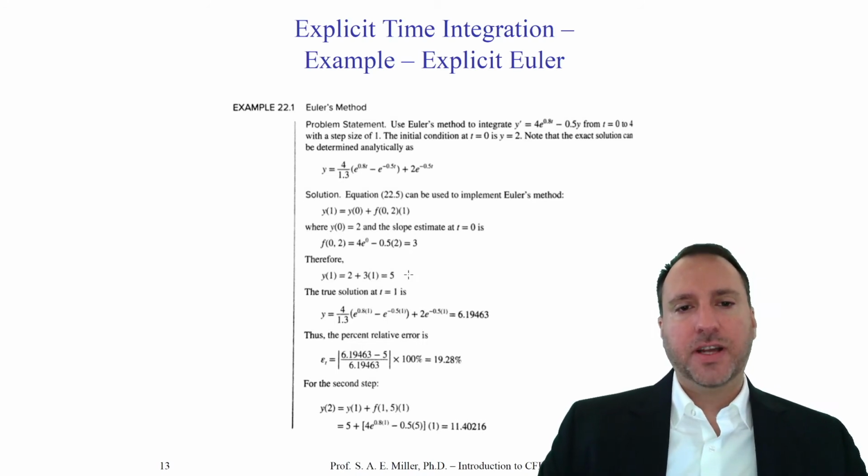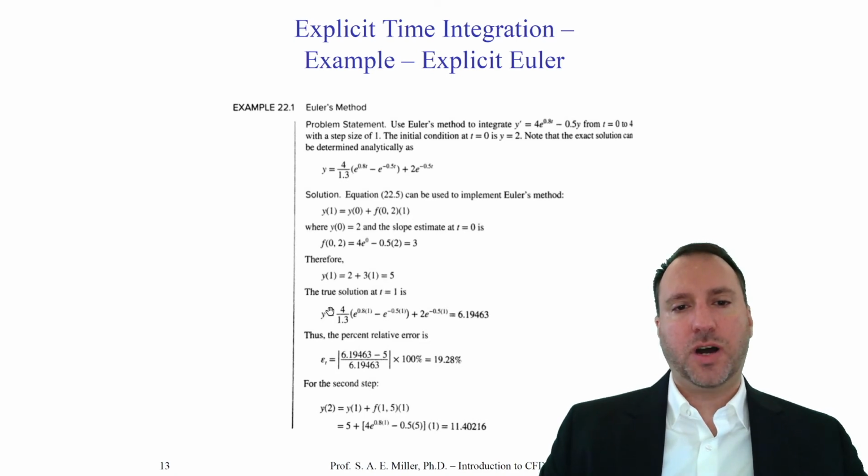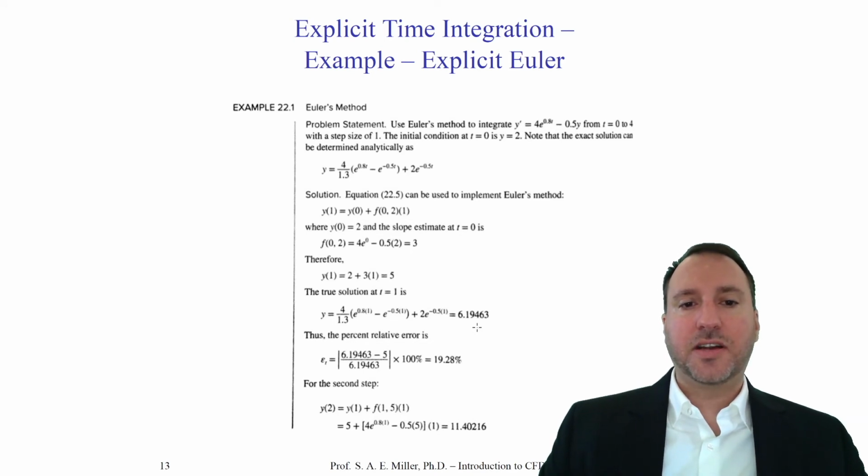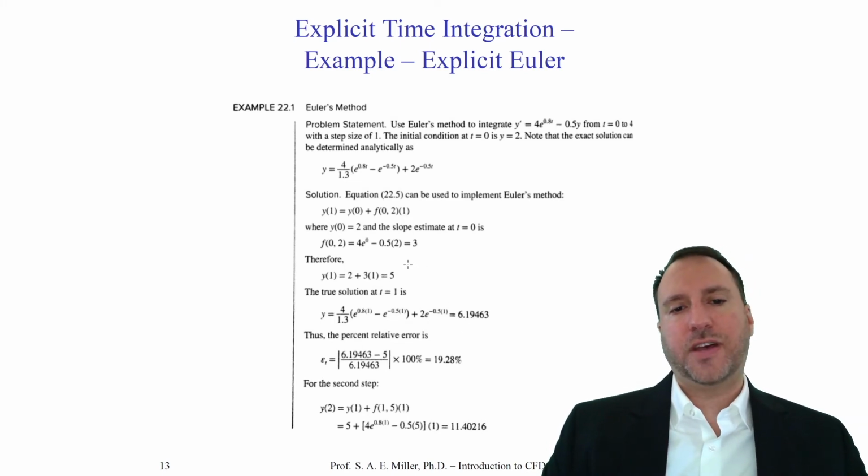We get a value of 5. The true solution at time equals 1 we can explicitly evaluate because we have the analytical solution of the ODE. We would put in time equals 1 here and find a y value of 6.19. So our explicit Euler scheme from time 0 to 1, that's one time step, is not very accurate and is a huge error. The analytical solution has 6.19463. The numerical solution has a value of 5.